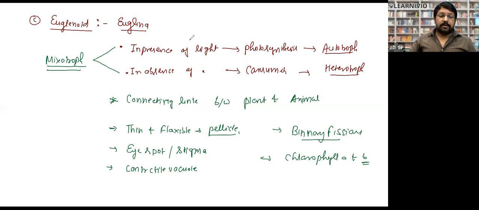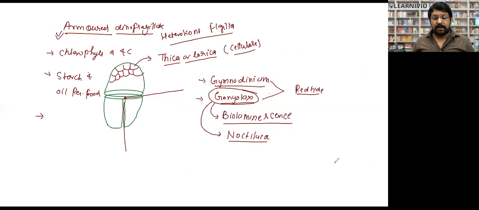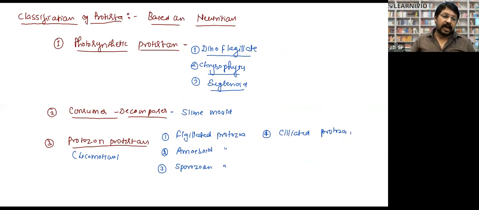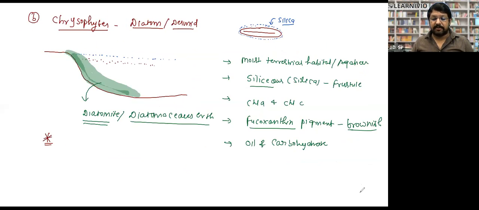Now we have to start the second class of Protista. The first class of Protista was photosynthetic protists. We did Dinoflagellates, Chrysophytes, and Euglenoids, right? In Dinoflagellates, Gonyaulax and Gymnodinium. In Chrysophytes, we did Diatoms and Desmids. In Euglenoids, we did Euglena. Now let's start with the consumer decomposers, and in consumer decomposers you will study slime mold. Slime molds basically resemble fungi, and some of their characteristics resemble animals. So sometimes we term them fungal animals.